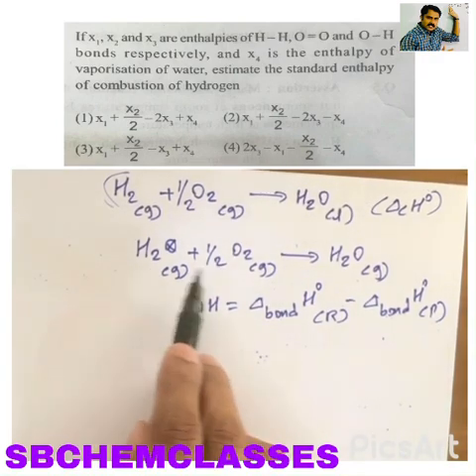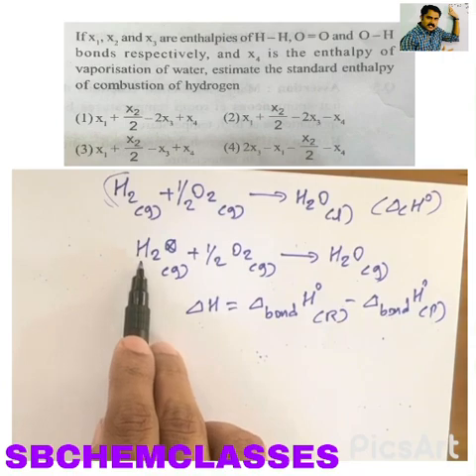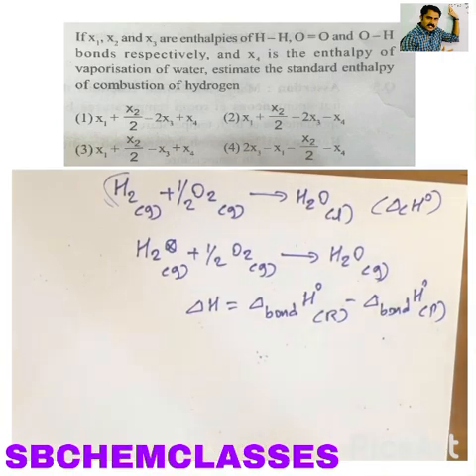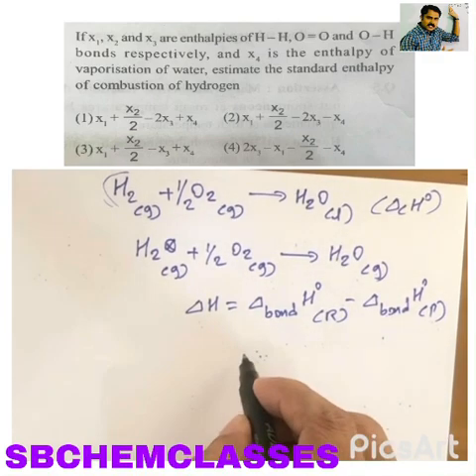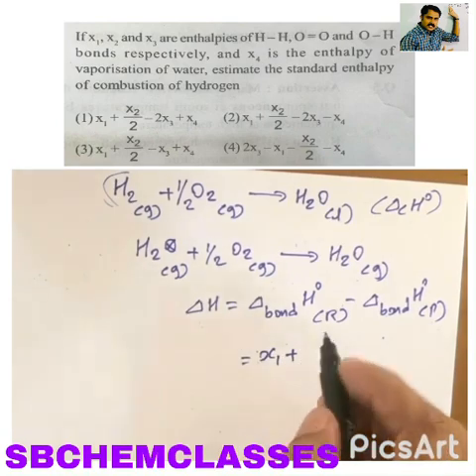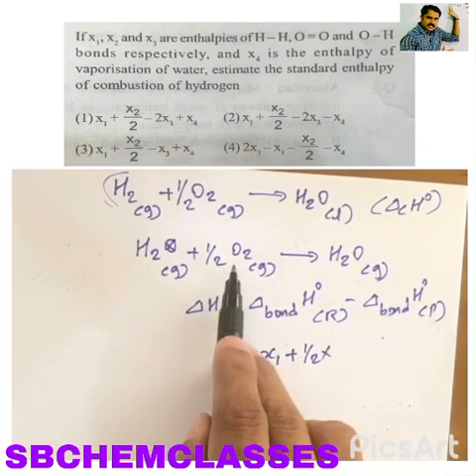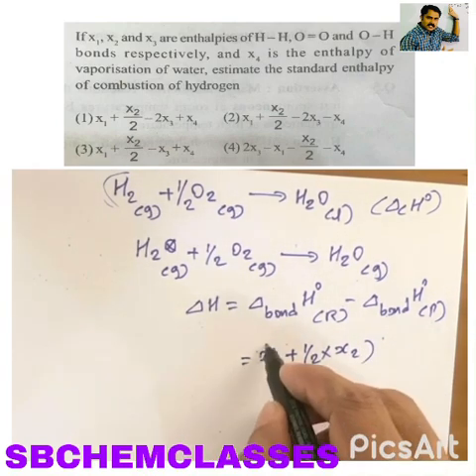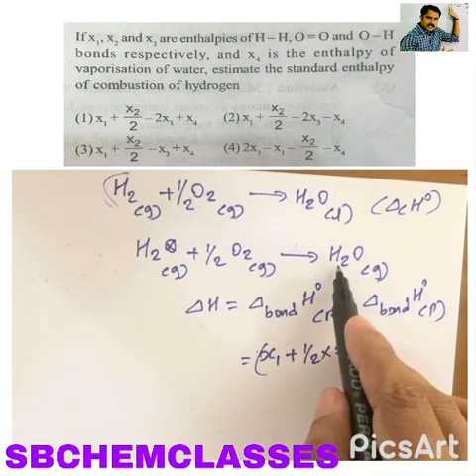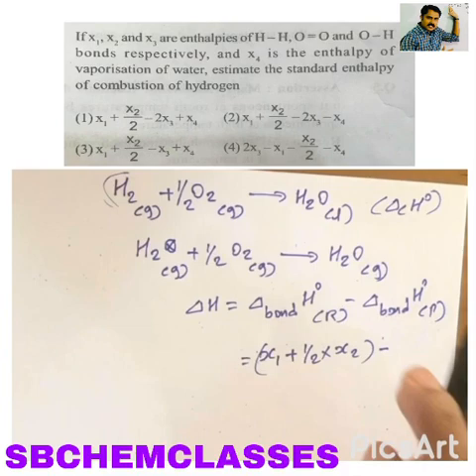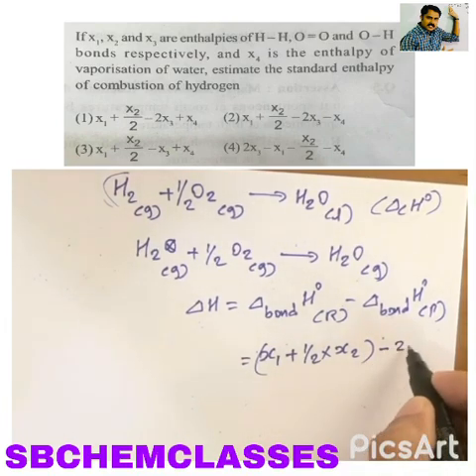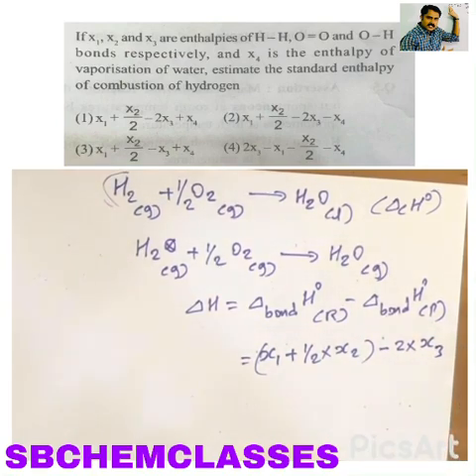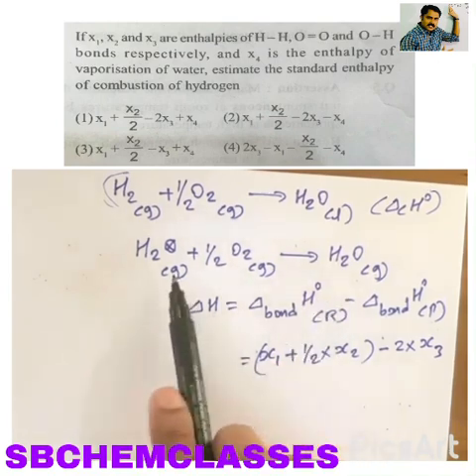What are the bonds present in reactant side? In H2 there is H single bond H bond. So H single bond H bond have enthalpy x1 plus half into there is O double bond O. Its value is given x2, minus in H2O, O single bond H is present and there are 2 such bonds. So 2 into OH bond, that value is x3. Now we get enthalpy change of this reaction.